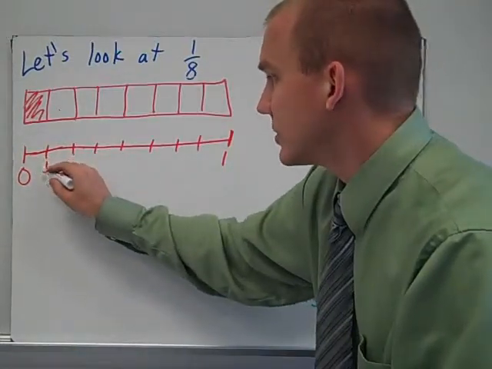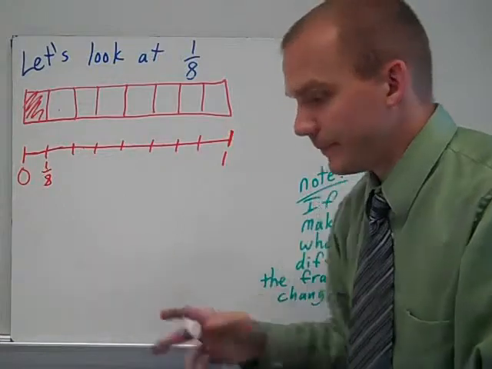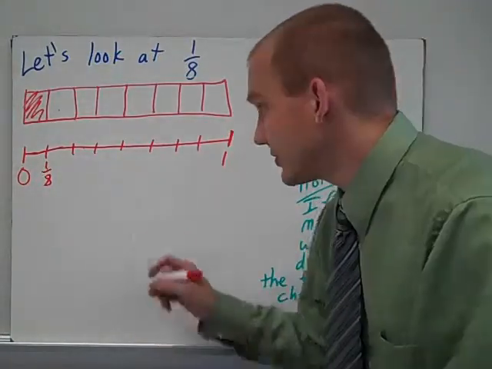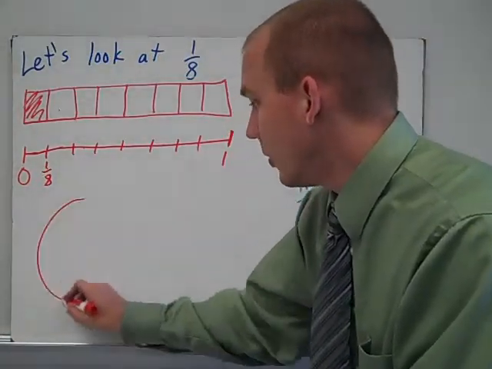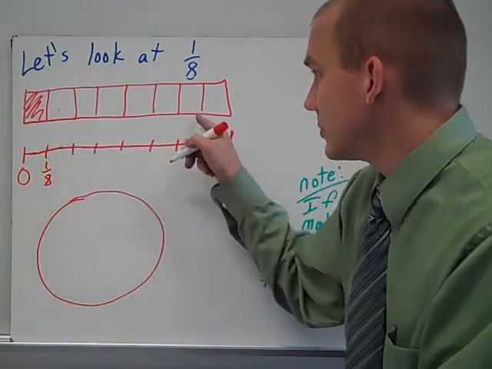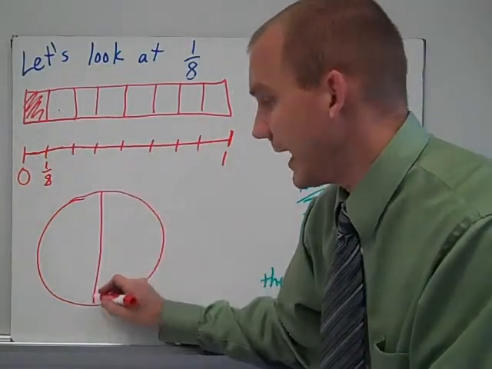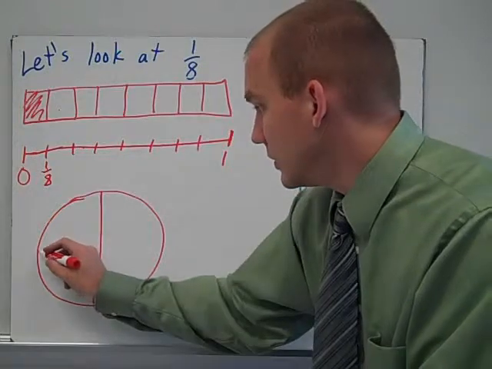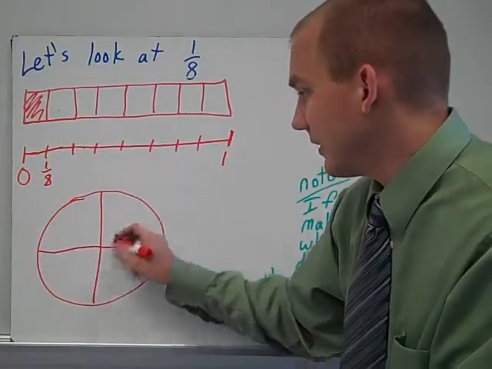And the first of which is 1/8. Now you want to go and make a circle with eighths. So you would draw a whole circle like this. And it's similar to making the rectangle. You first split it in half, and then you split it in half again. And now you see I have fourths.